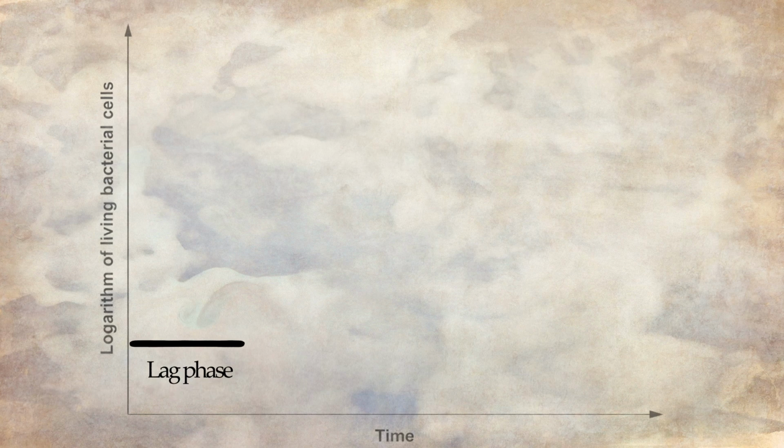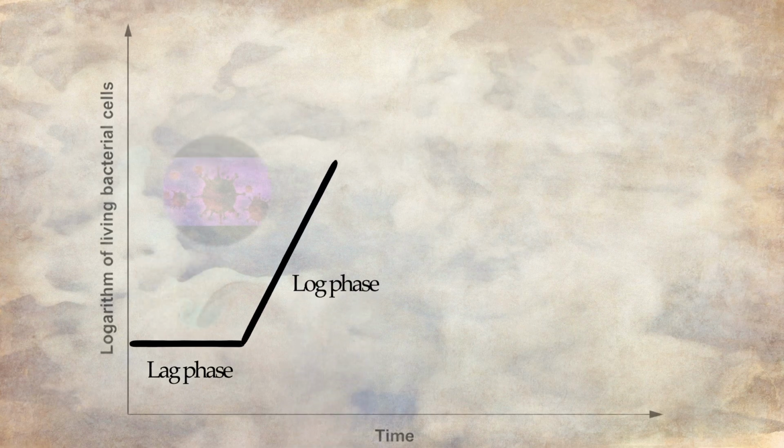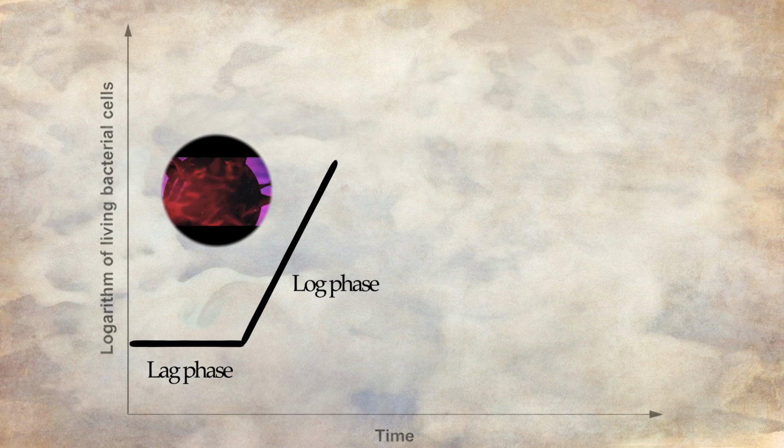There is little to no cell division, but the cells are highly active, synthesizing enzymes, RNA, and other substances necessary for growth. Then we move on to the log phase, in which cells are dividing rapidly and exponentially at their maximum rate, producing the characteristic steep straight slope on a logarithmic growth plot.